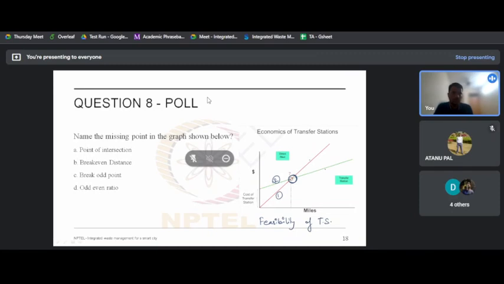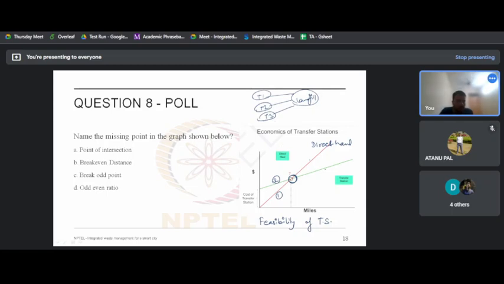Maybe we'll discuss the answer to this now. So we need to find the missing point here. Actually, we don't need to find it, we just need to name what it is. This is the feasibility of transfer station graph. The first line, the red line, is the direct haul option. That is, we collect the wastes using different trucks, T1, T2, T3, and take all wastes to a central landfill. This is the first option, direct haul.